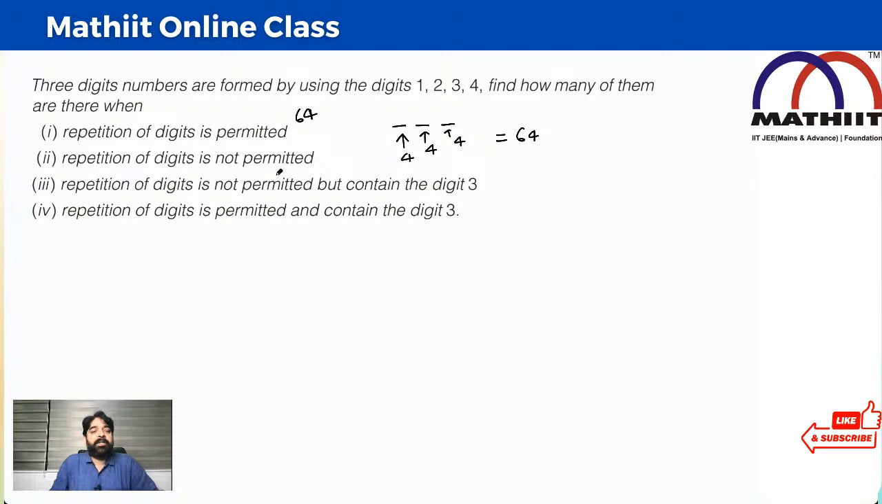Second part, repetition of digit is not allowed. Very simple question. This will be filled in 4 ways, this in 3 ways, and this in 2 ways. So that will be 4 times 3 is 12, into 2, 24 ways.